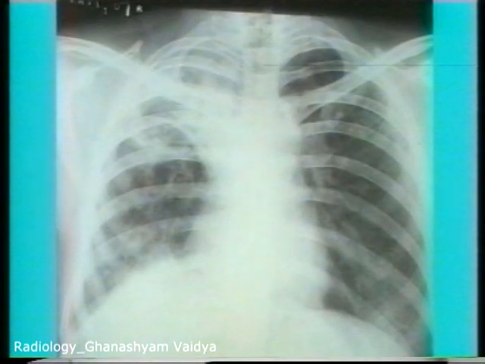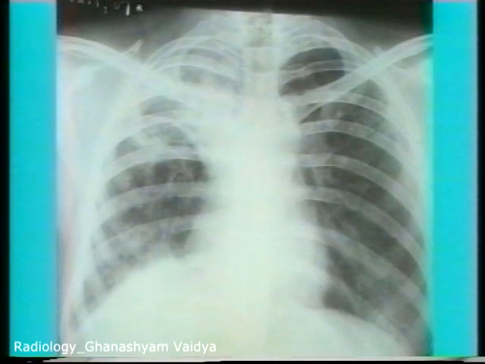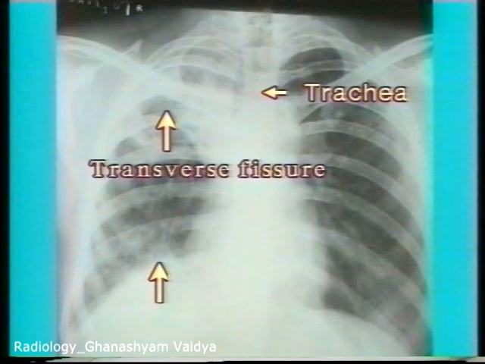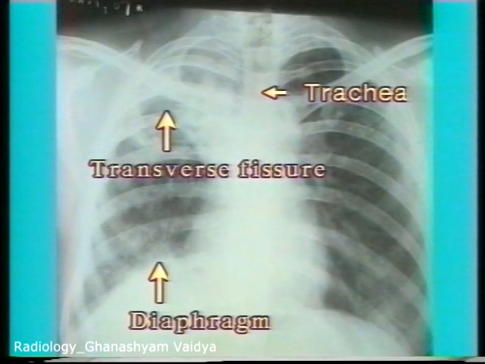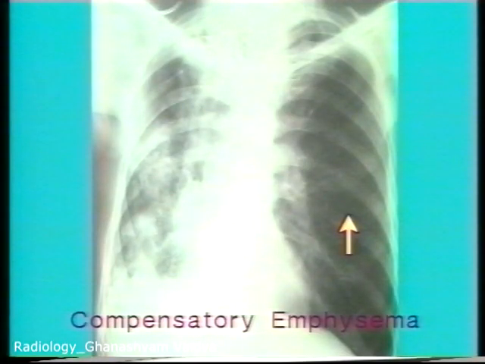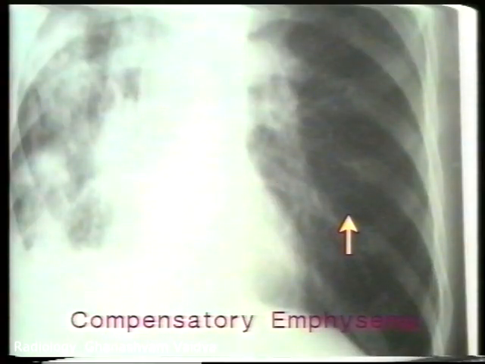This X-ray shows very dense fibrosis in the right upper lobe and it has pulled all the structures towards it. The trachea is pulled to the right and the transverse fissure and the diaphragm are pulled up. In this X-ray, with extensive fibrosis on the right side, inspect the other lung, that's the left lung. It is hypertranslucent, bigger, with low diaphragms. The lung markings are diminished. This is a compensatory emphysema on the opposite side to compensate for the fibrosed lung.